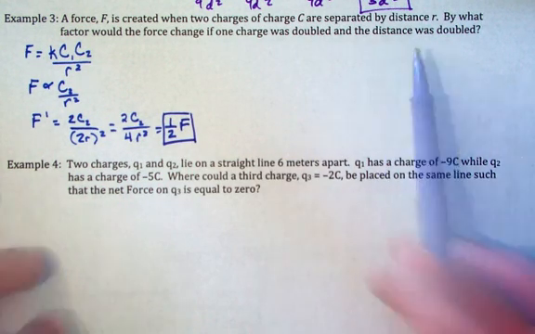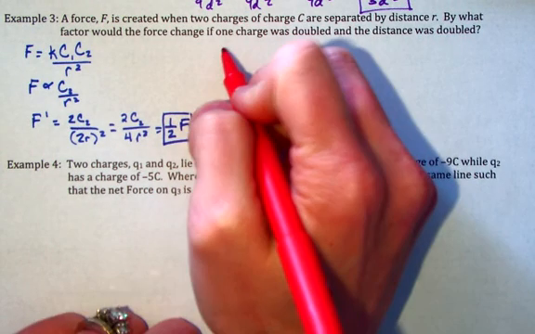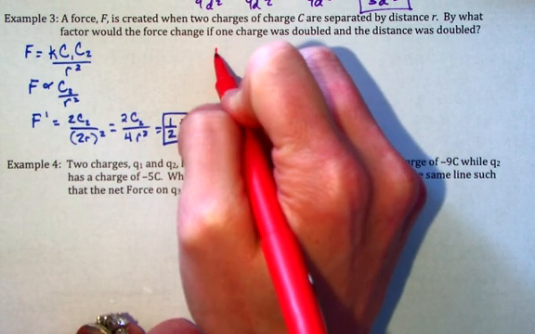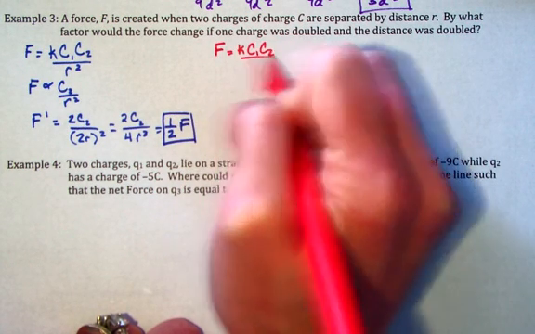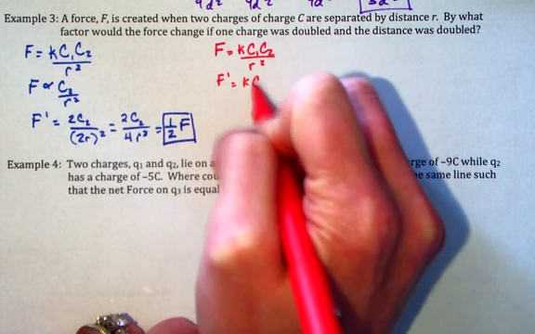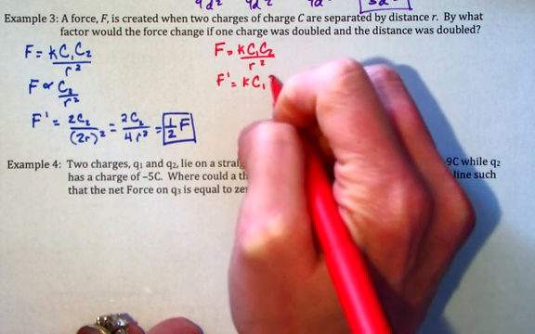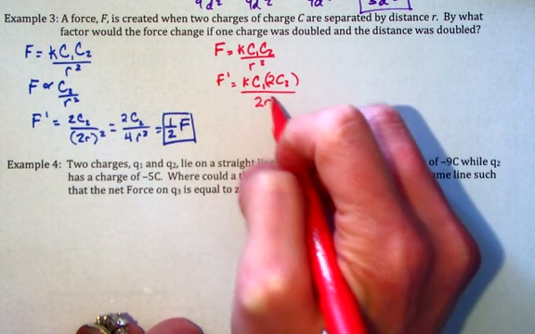if I double a charge and double the distance. Okay, so that's one way to do it, though some of you guys prefer to set up a ratio of the two. So if we were looking at that instead, you'd start the same way. So F equals K, C1, C2 over r squared. F prime equals K, C1, 2 times C2 over 2r quantity squared.